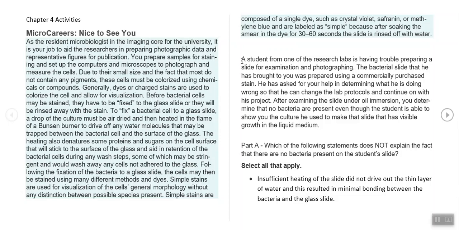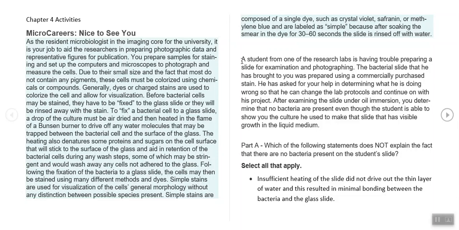So a student from a research lab is having trouble preparing a slide for examination and photographing. The bacterial slide that he has brought to you was prepared using commercially purchased stain. He has asked you for your help in determining what he is doing wrong so that he can change the lab protocol and continue with his project. After examining the slide under oil immersion, you determine that no bacteria are present, even though the student is able to show you the culture he used to make the slide has visible growth in a liquid medium.